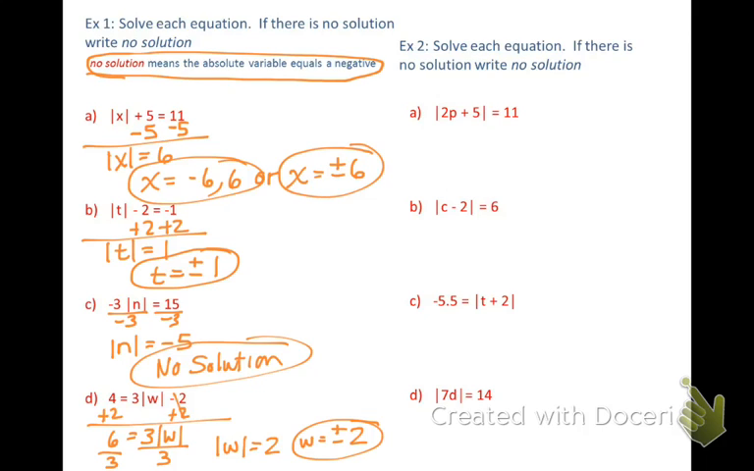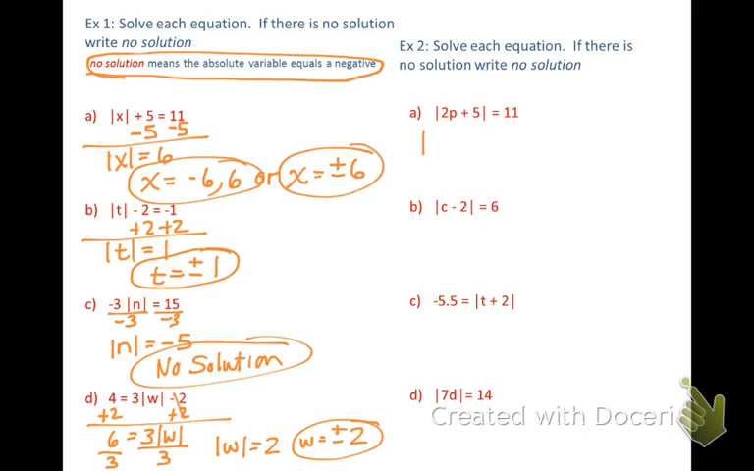Example 2. Solve each equation. If there is no solution, write no solution. It's the same idea as we did before, but this time it's a little different. Notice there is more than just the variable inside the absolute value. So first of all, to make this work better, you need to make two different equations to answer the question.